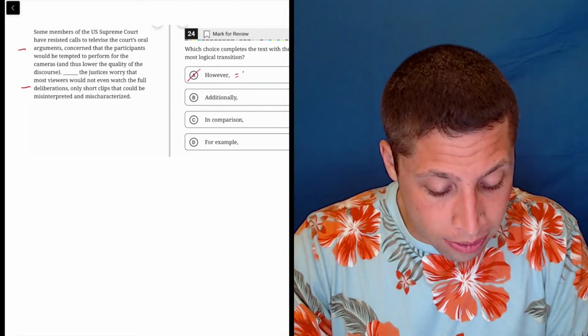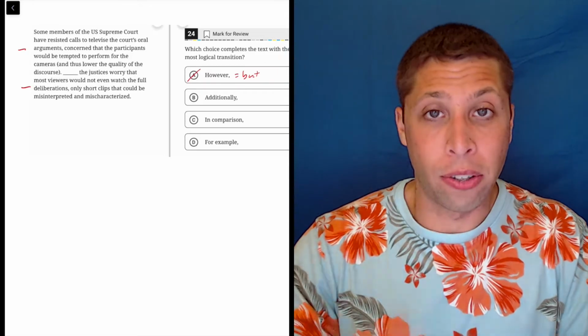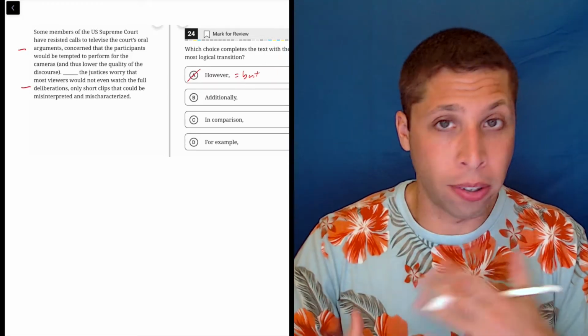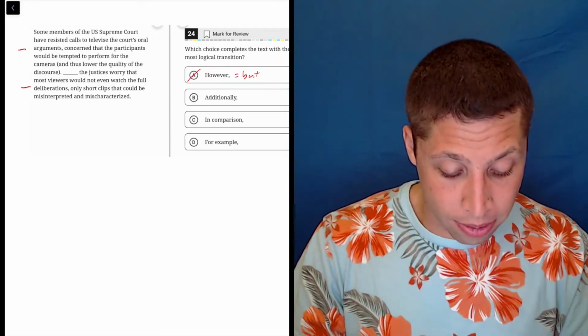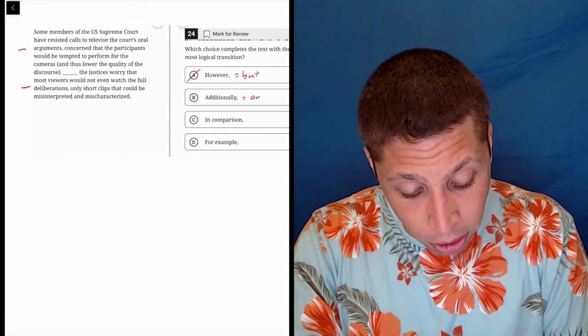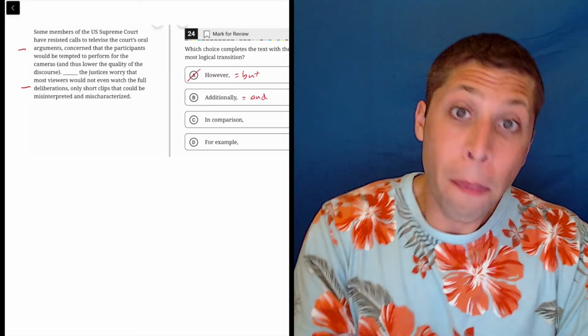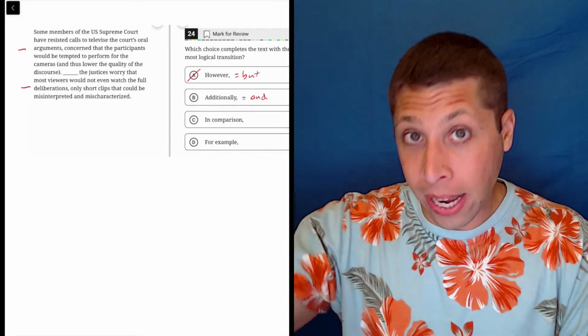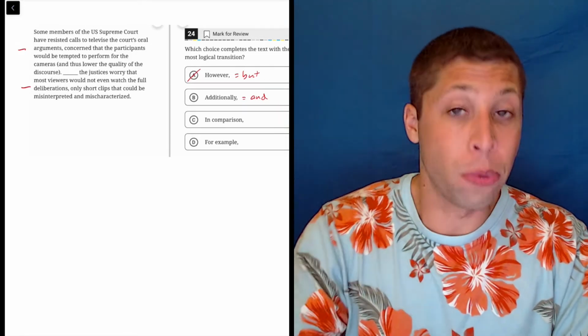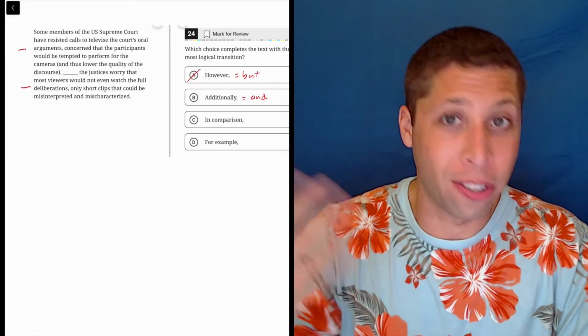Right? However is just a longer version of the word but. So that is for conveying a contrast. There is no contrast here. These are both negative ideas. Now, additionally is just a longer version of and. So maybe that fits here, right? If we have a negative going into a negative, it's maybe just two negatives. That's what an and can do. It can just continue a thought.